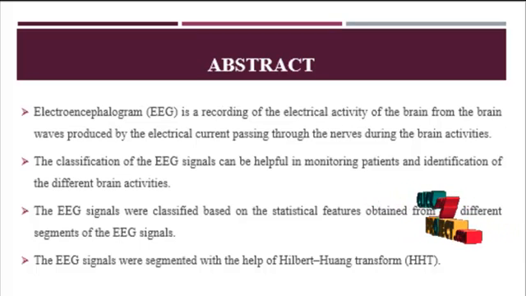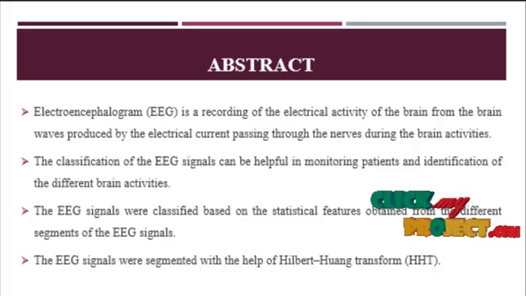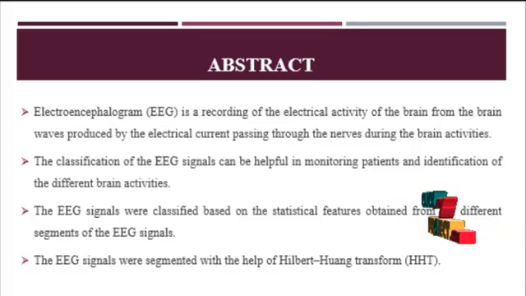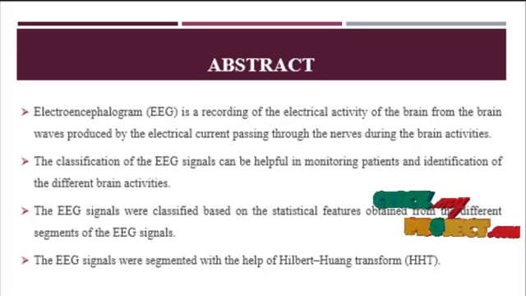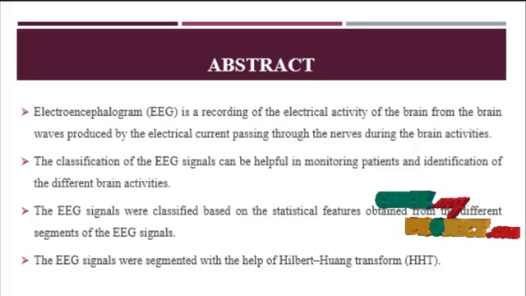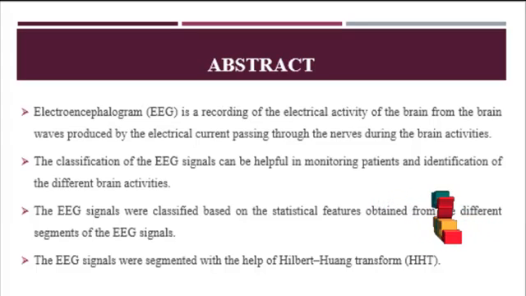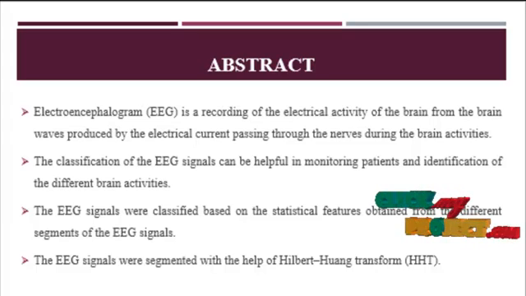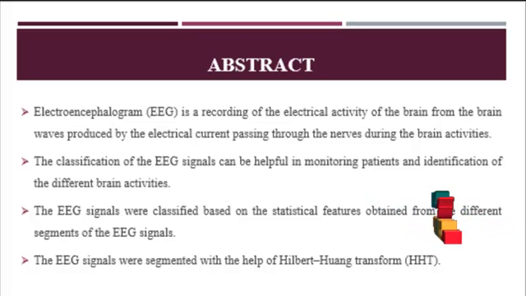The EEG signals were classified based on the statistical features obtained from the different segmentations of the EEG signals. The EEG signals were segmented with the help of an HHT transform. The segmented signals were then classified by a neural network classifier, using the neural network pattern recognition tool that identifies the types of signals by analyzing the features.